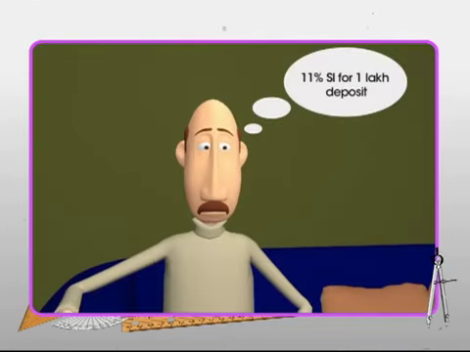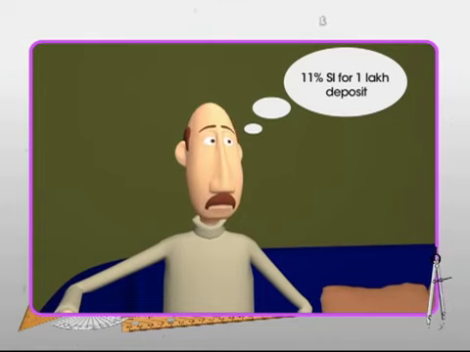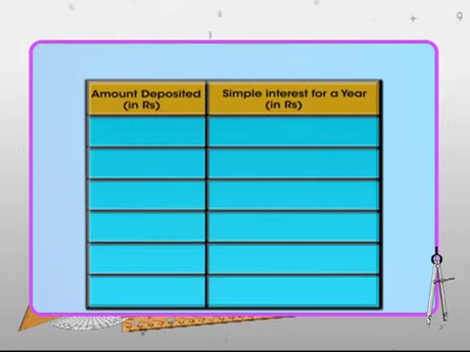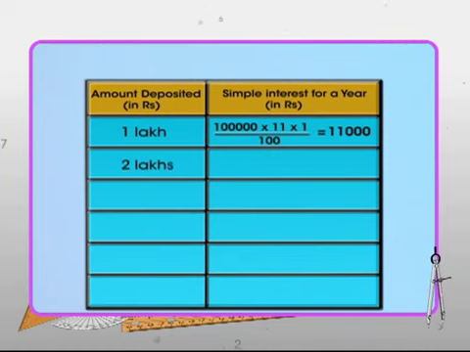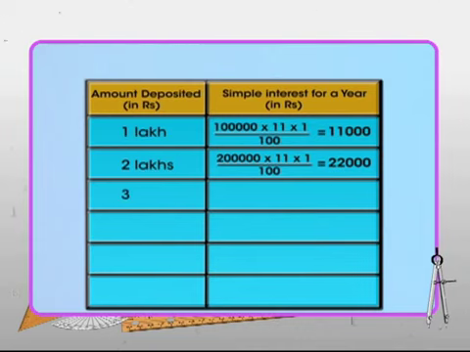For a deposit of 1 lakh and above, the bank offers 11% simple interest per annum. So, if the amount is 1 lakh, then the amount of interest earned will be 11,000 rupees in a year. For an amount of 2 lakh rupees, interest earned would have been 22,000 rupees, and so on.